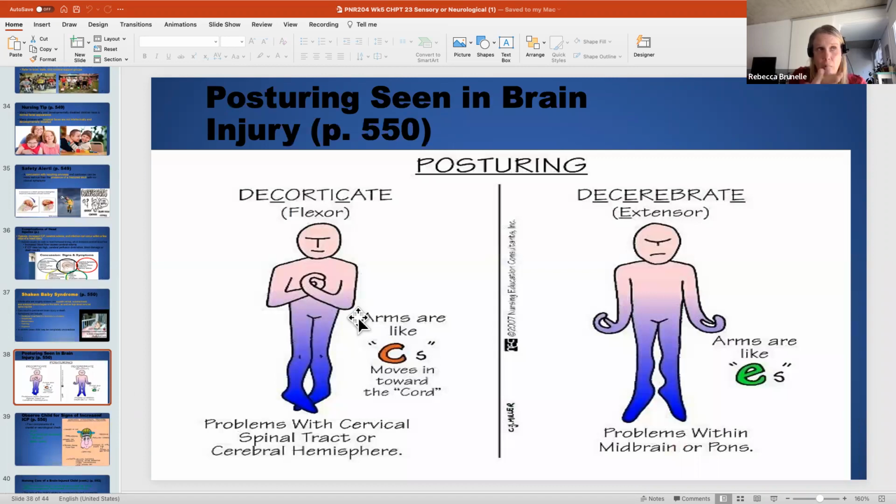When we're talking about head and spinal cord injuries, there are two different types of posturing: decorticate and decerebrate. Both of these are ominous signs. It's never good if your patient is posturing. Decorticate is more associated with the spine, and decerebrate is more associated with the brain. To remember decorticate, the arms move in like a C, and with decerebrate, they go out in the shape of an E. I would recognize both of these types of posturing. This one's spinal and this one's more the brain, and it's never a good thing. It's always a sign that there's been a serious injury.